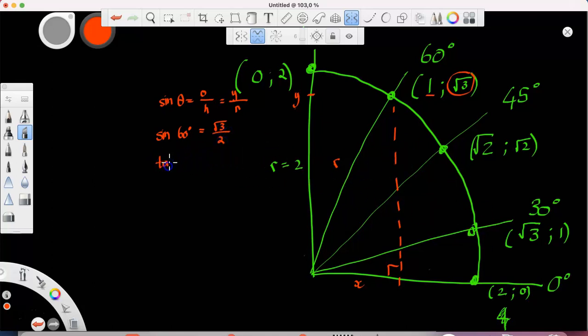If I take tan of 0 degrees, for example, there's 0, here's 0. And so tan of 0, tan is opposite, which is y, over adjacent, which is x. Opposite is 0, y is 0, and adjacent is 2. So it's 0 over 2, or 0.